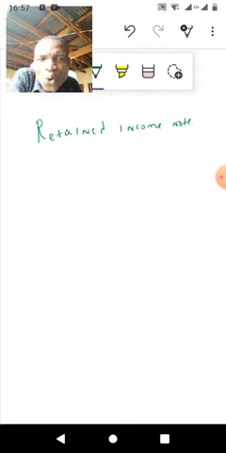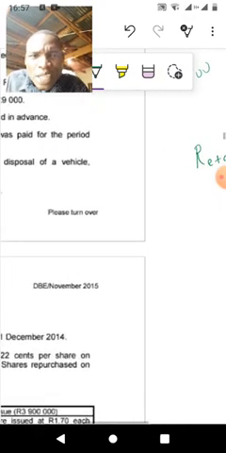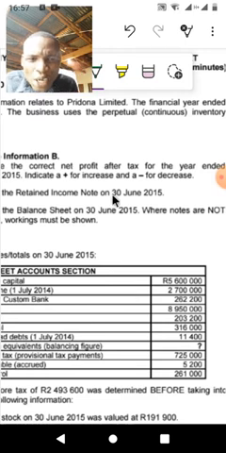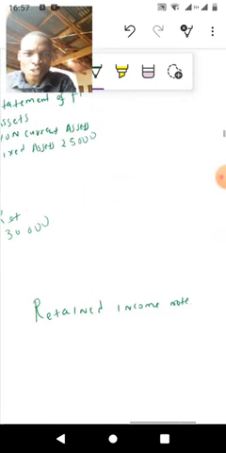So we have to know for which year are we presenting our notes. When we do accounting, we have to take into consideration the financial year end. You are saying I must prepare the retained income note, examiner, right? But for which year am I preparing this retained income note? Now we have to come to the question and we realize that we are preparing the retained income note for the year ending 30 June 2015.